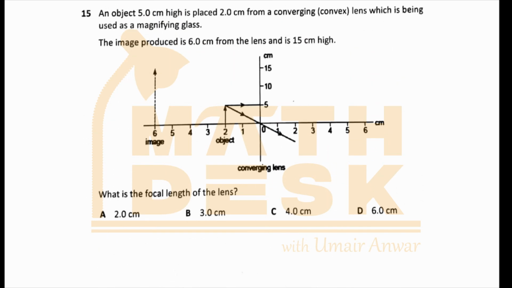The next question says, an object 5 centimeters high is placed 2 centimeters from a converging convex lens which is being used as a magnifying glass. When the converging lens is used as a magnifying glass, then the object must be placed within the focal length. The image produced is 6 centimeters from the lens and is 15 centimeters high. The object was 5 centimeters and the image is 15 centimeters high, so it means that magnification is being done 3 times by the lens. What is the focal length of the lens?